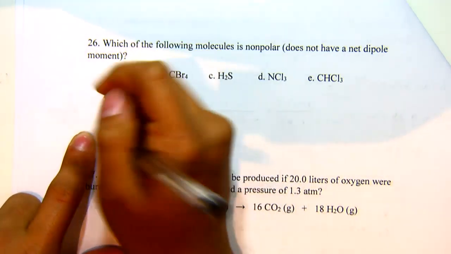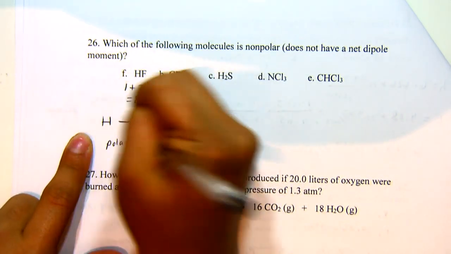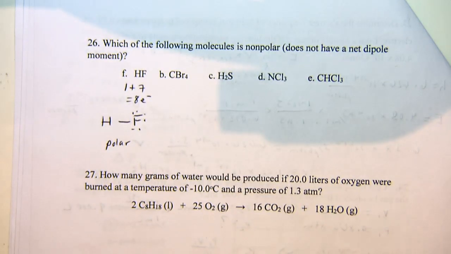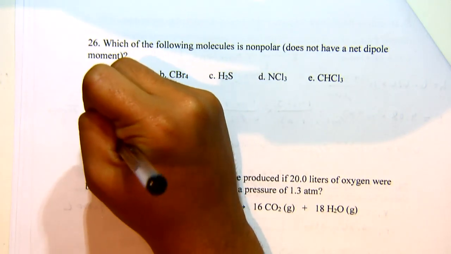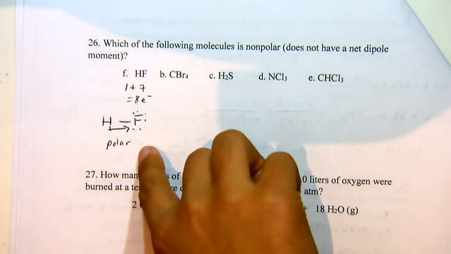So this is going to be polar because there is a net dipole moment. Which direction is the moment going to be pointing towards? Great, the fluorine, the more electronegative atom. So that does have a net dipole moment.